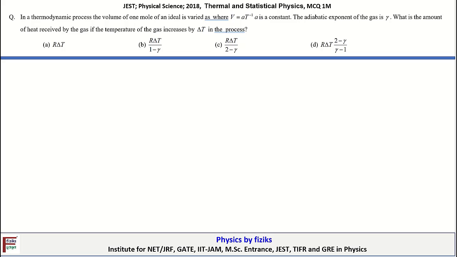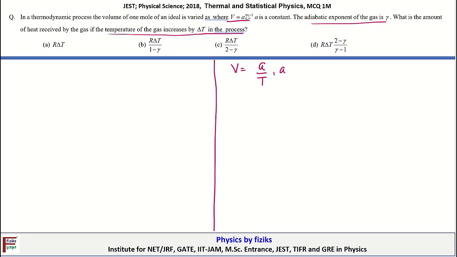So let's continue with the next problem. The statement is, in a thermodynamic process, the volume of 1 mole of an ideal gas is varied as V equal A T to the power minus 1, where A is a constant. The adiabatic exponent of the gas is gamma. What is the maximum amount of heat received by the gas if the temperature of the gas increases by delta T in the process? Okay, so we are given a process where the volume changes with temperature according to the equation volume V equal to A upon T, where A is given to be a constant.